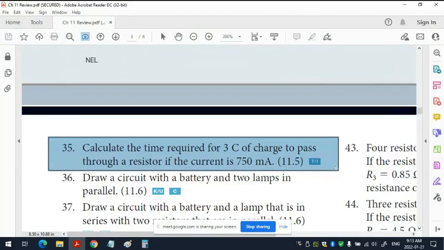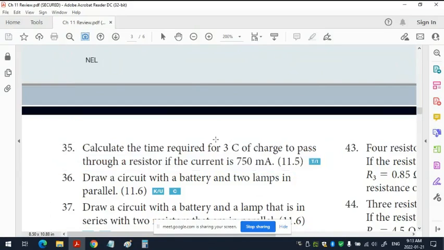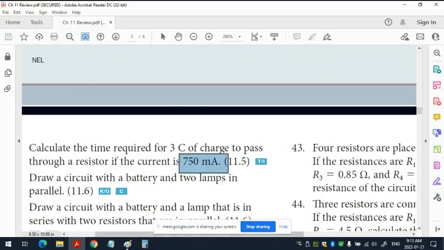Okay, time. Can I still use the same equation? Yes or no? I have 3 coulombs and I have milliamperes. Can I use the same equation? Yes, same thing.